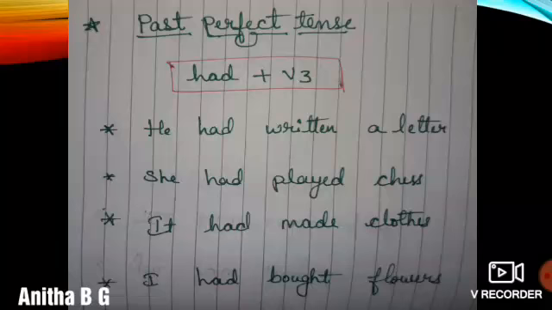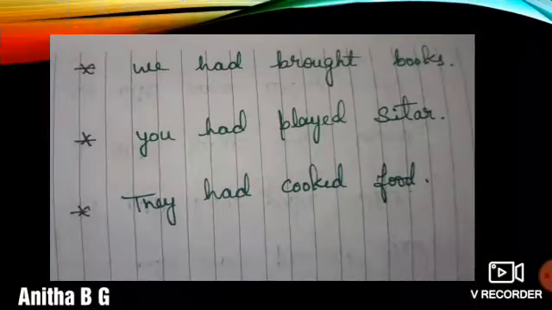Next, move on to the past perfect tense. In the past perfect tense, we have to use had plus V3. He had written a letter. She had played chess. It had made clothes. I had bought flowers. It is in the past perfect tense. We had brought books. You had played sitar. They had cooked food. Like that we have to write in the past perfect tense.